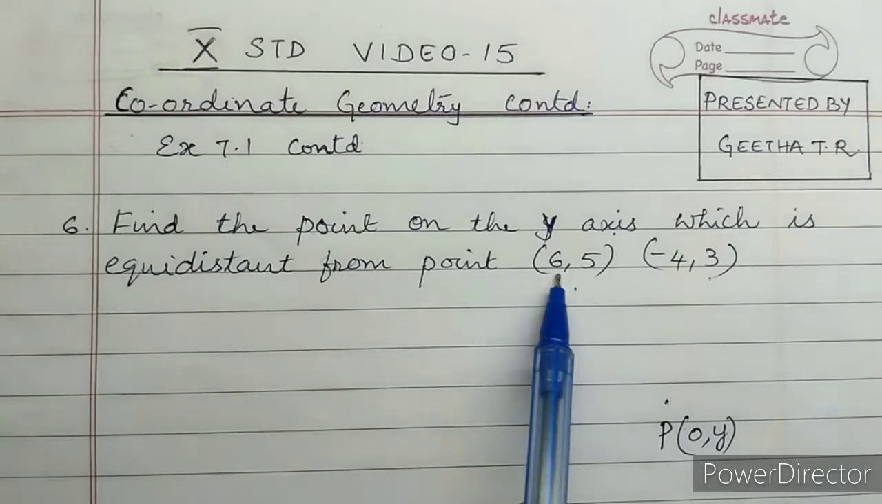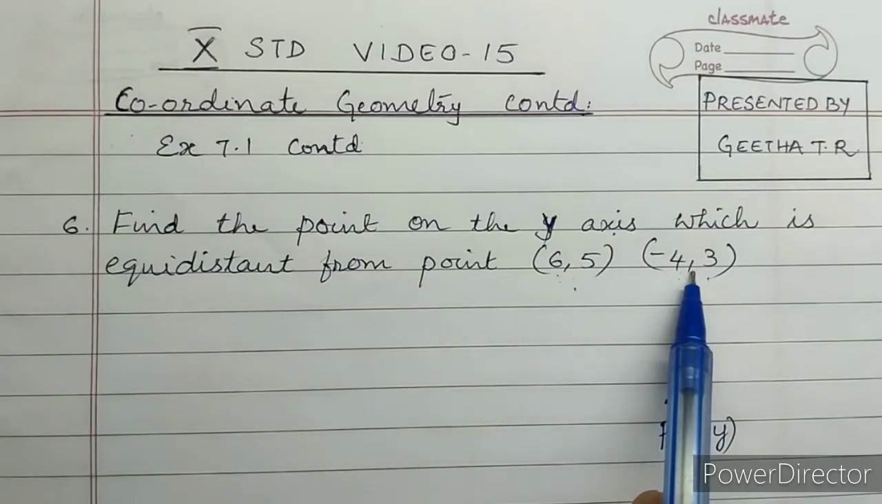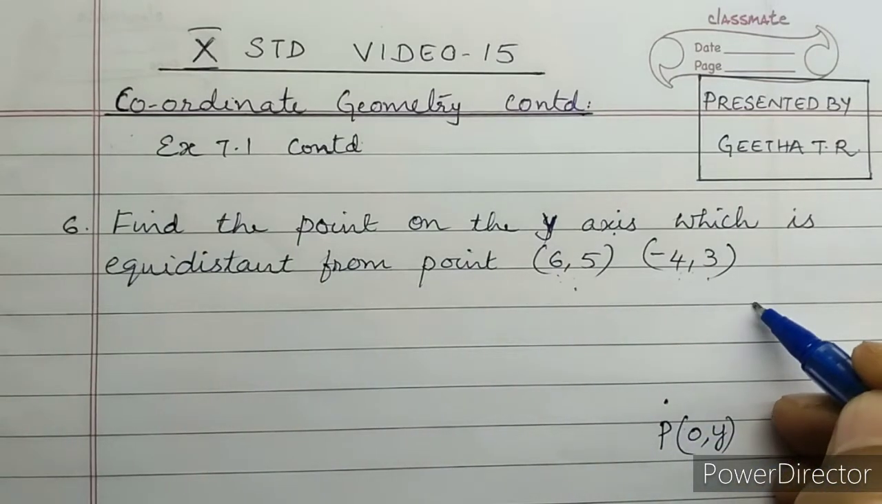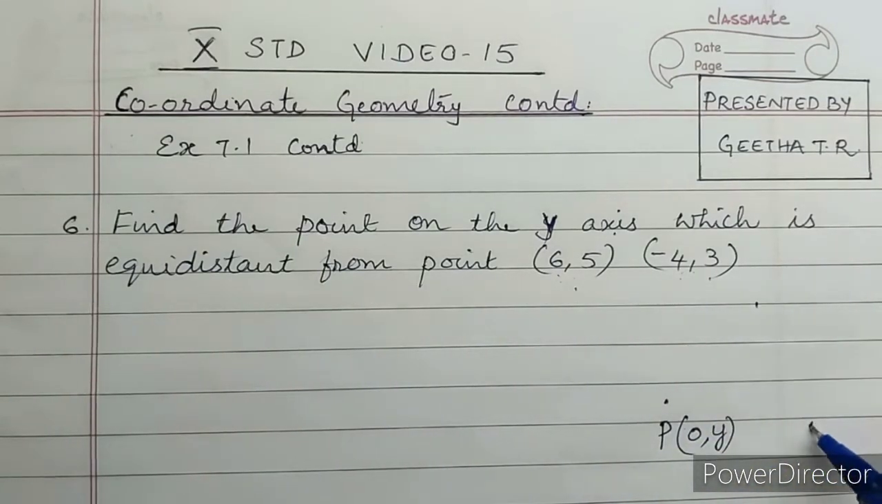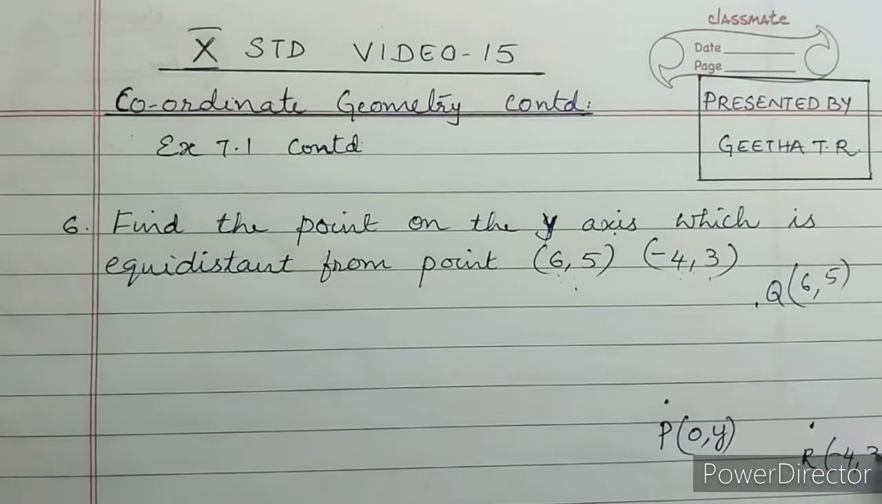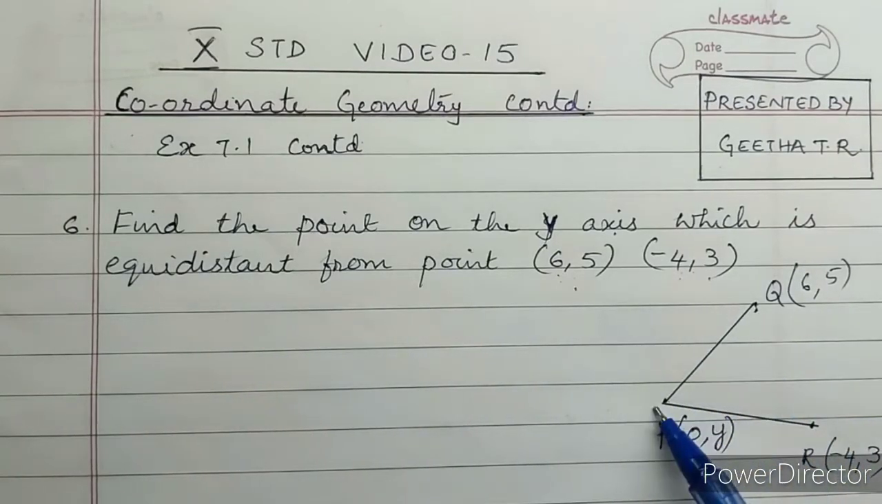Now two points' coordinates are given, (6, 5) and (-4, 3). They are equidistant from P. So here one you can mark and here one you can mark. I am marking them as Q (6, 5) and R (-4, 3). Now you can join the lines. See, I joined here. PQ is one line and PR is the other line.